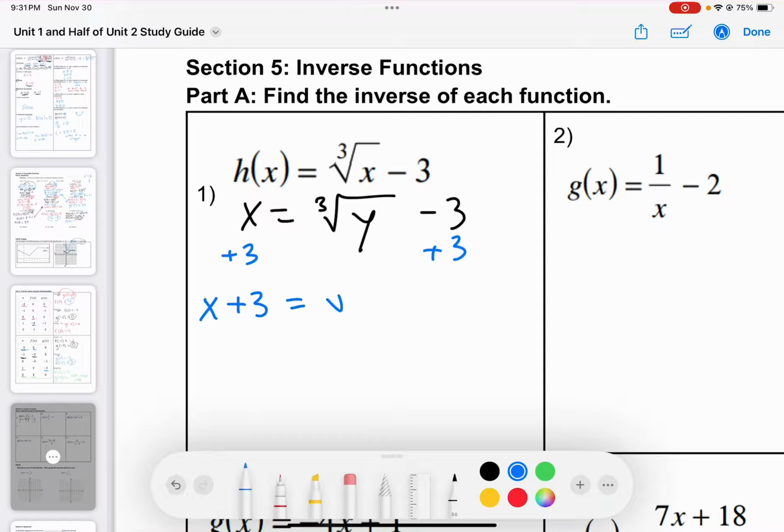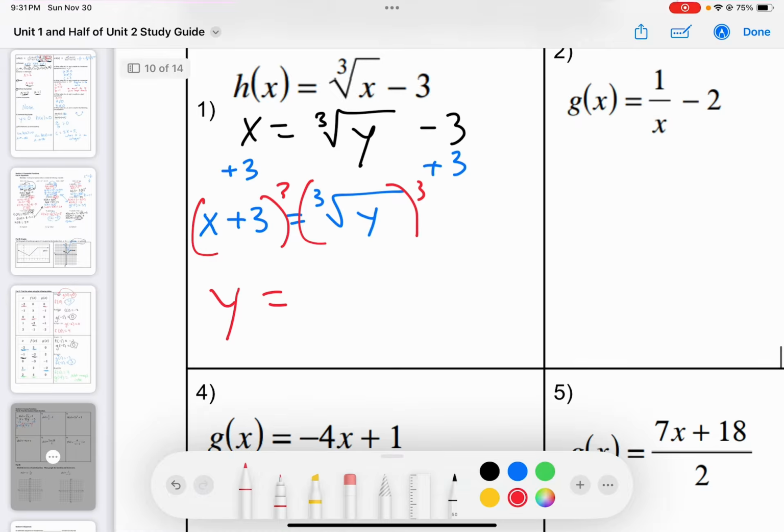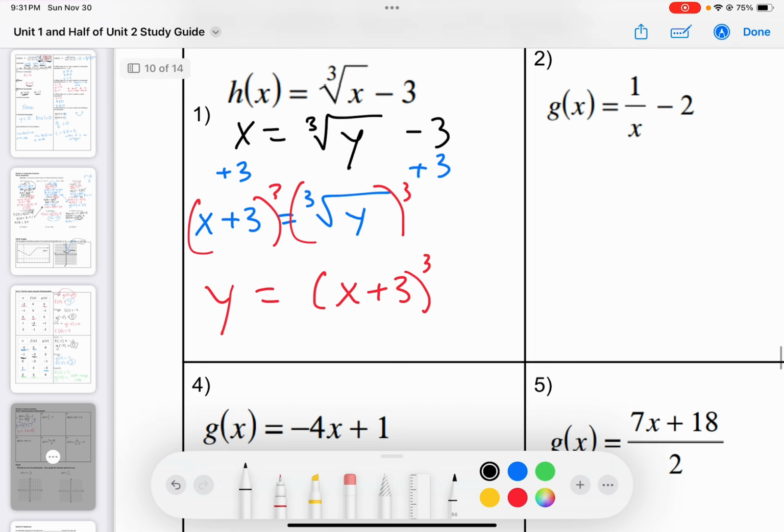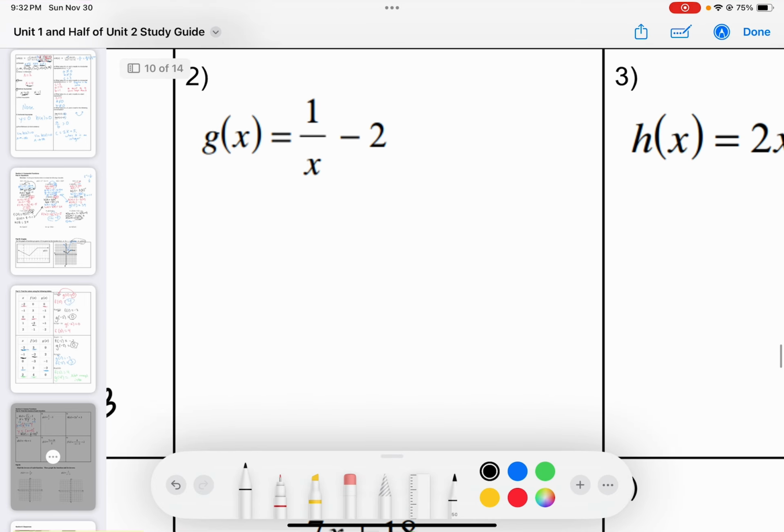X plus 3 equals the cubed root of y. To get rid of a cubed root, I have to cube each side. And so y is equal to x plus 3 cubed. That's the inverse function. And if I just want to write the correct notation, we use a -1 to show the inverse is equal to that. So that's the notation we want in the end.